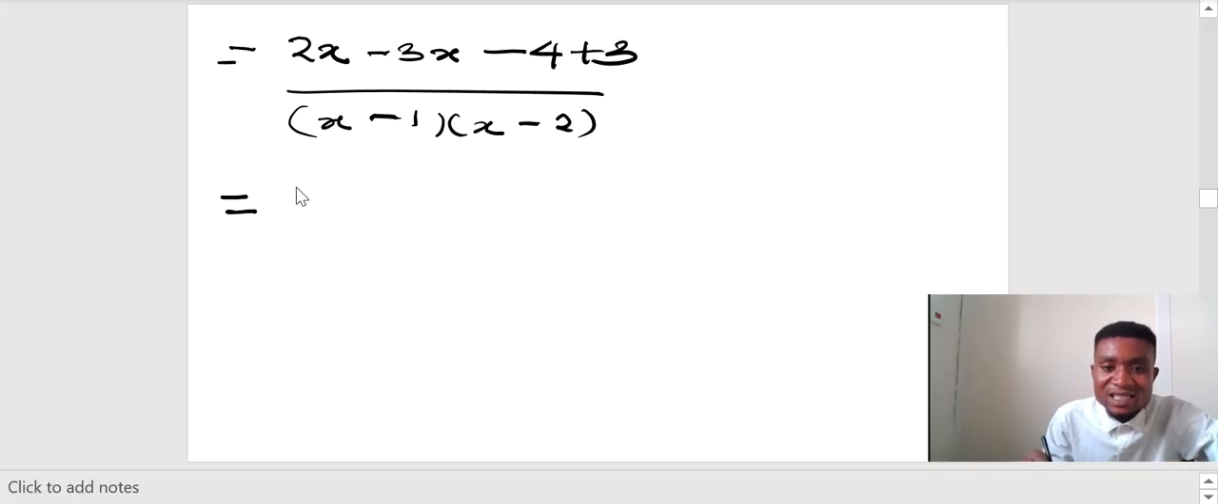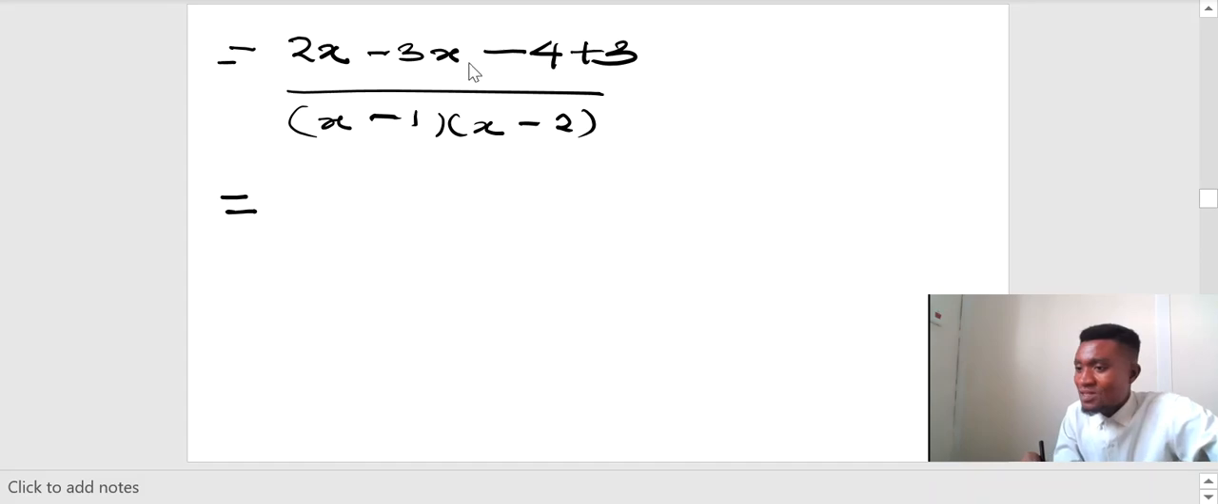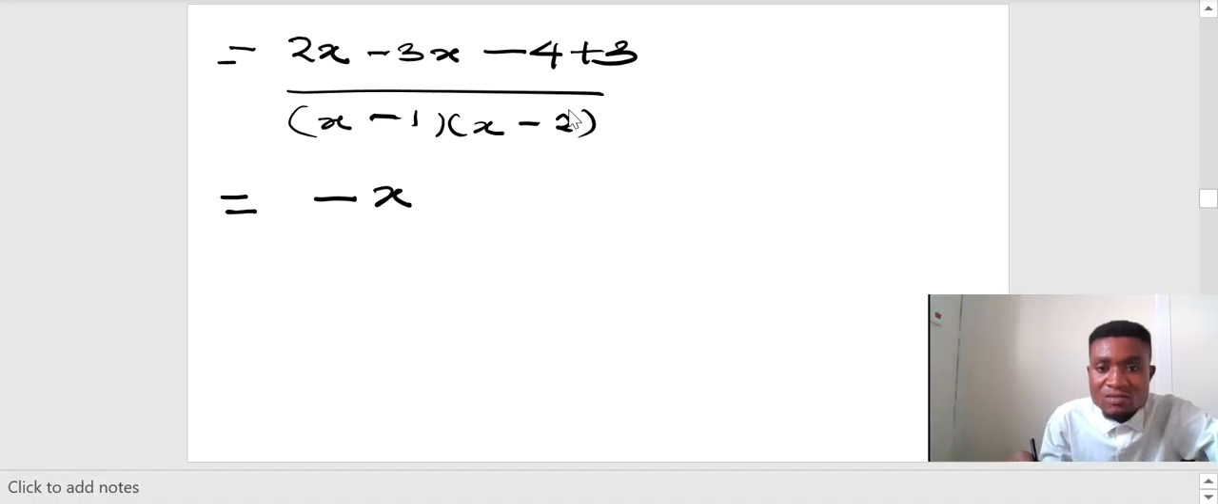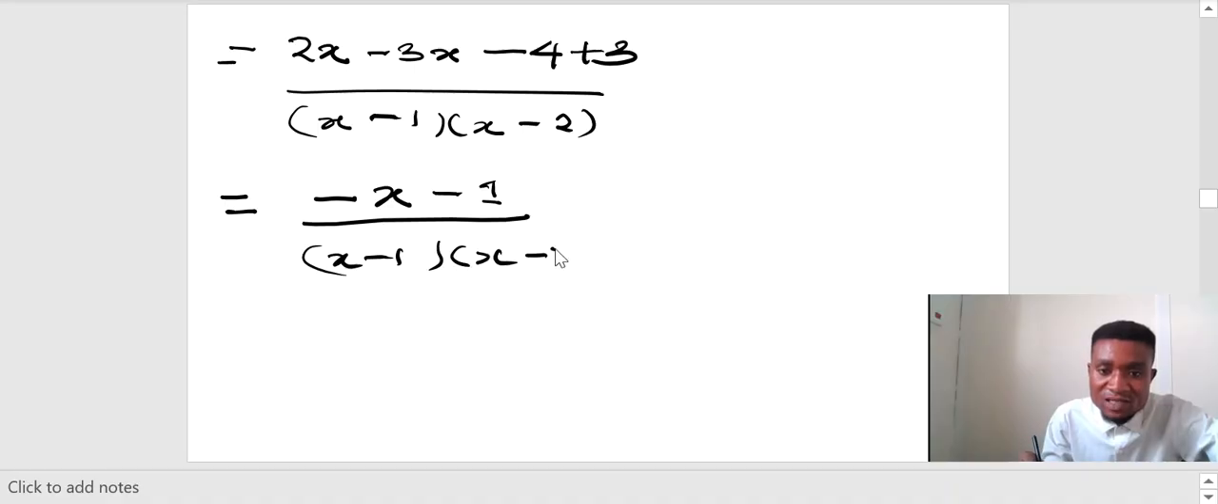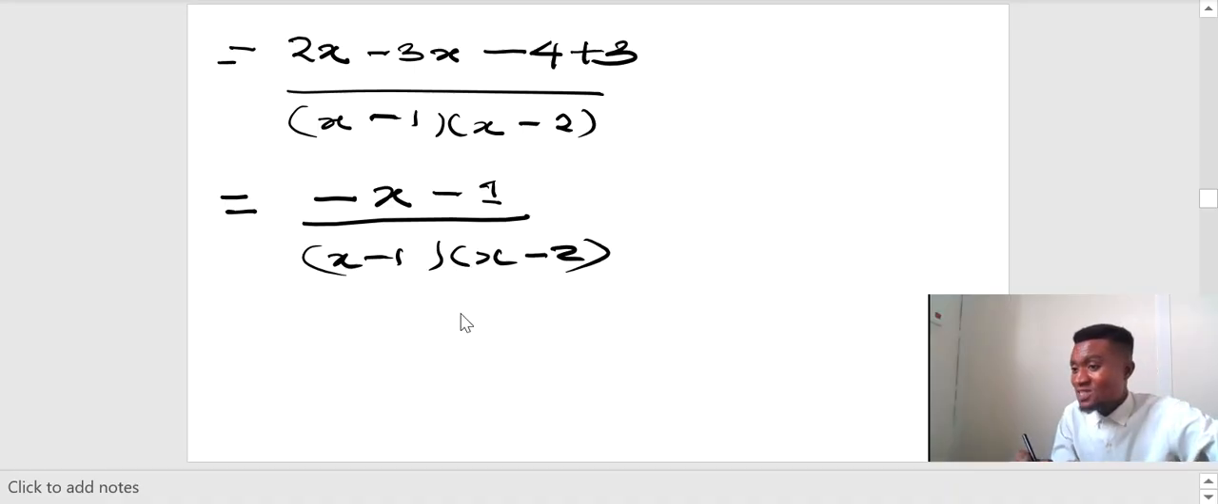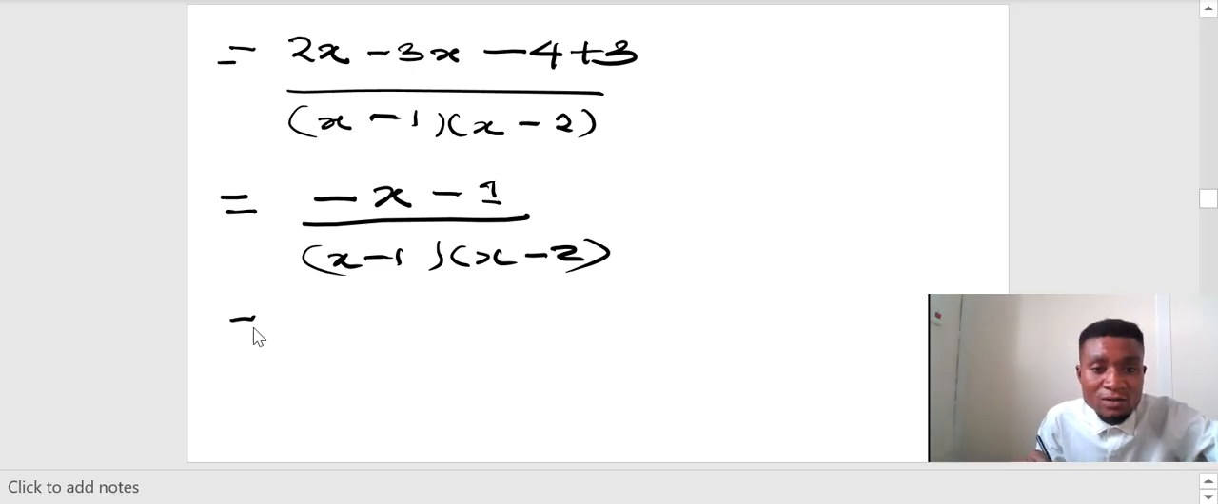From here, 2x minus 3x is going to give us minus x, because 2 minus 3 is minus 1, and x is their coefficient. So here we are having minus x. Minus 4 plus 3 definitely is going to give us minus 1. So we have minus 1 here. Now we have x minus 1. You don't need to simplify the denominator again. Just leave the denominator the way it is. Now look at the numerator very well.